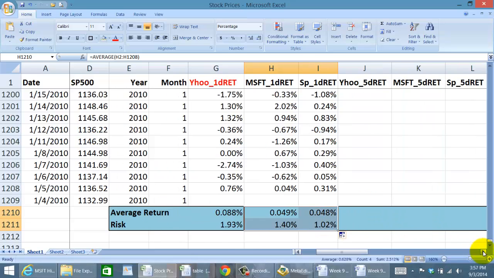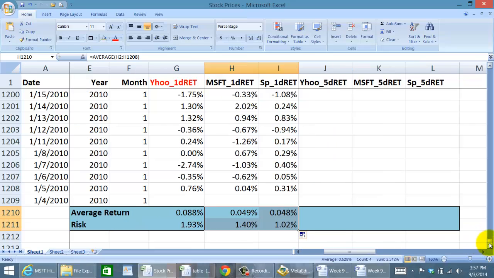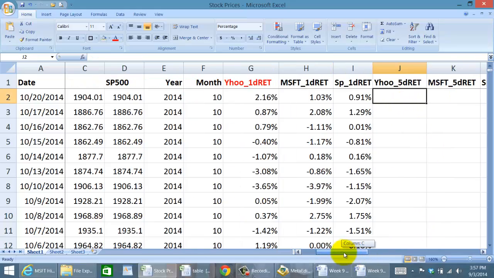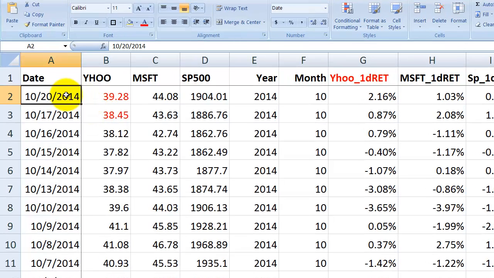Okay, the next question for us is to calculate, say, the 5-day return. So how can we get the 5-day return? Look at the date in here. We see there are a few ways to figure it out. You can see that for the 1-day return we have to use 2 cells, right?